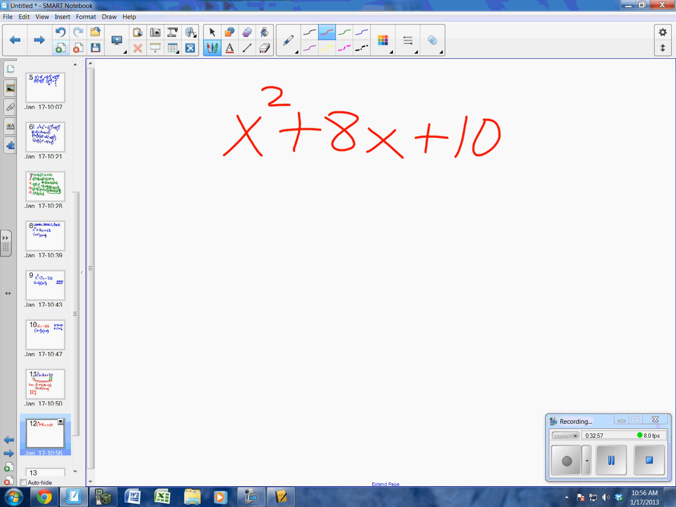And I want to write this in vertex form. Why would I want to write it in vertex form, everybody? So I can find the vertex, okay? Do you remember we used a process called completing the square? Remember this? Completing the square. We did this in the first quarter. So if you don't remember it, hopefully this will jog your memory.